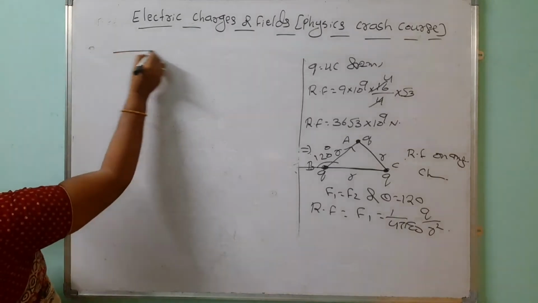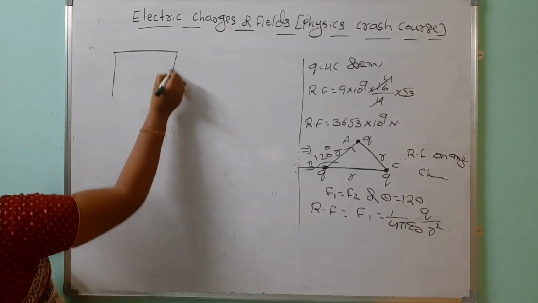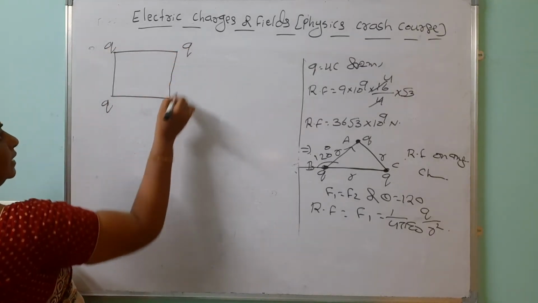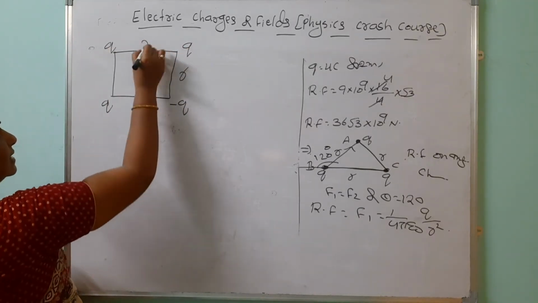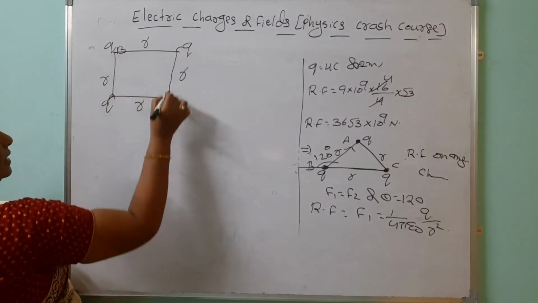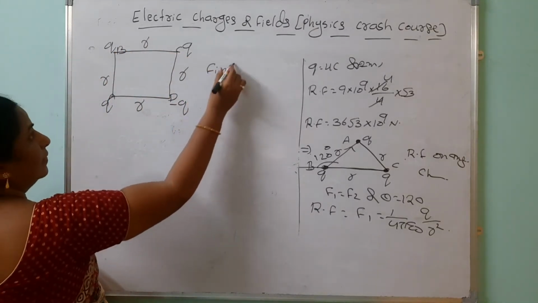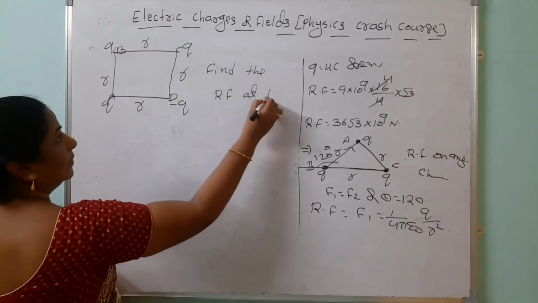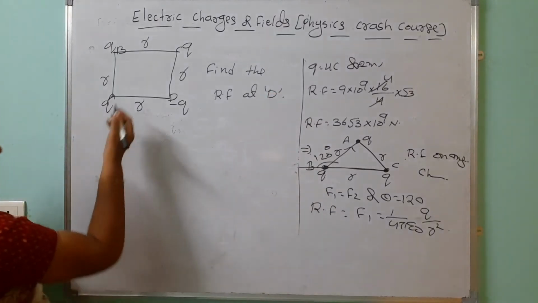See, one square we are taking. Charges Q, Q, Q. Here minus Q. The distance is R, R, R. A, B, C, D. Find the resultant force at D. How to find out? See, same thing.